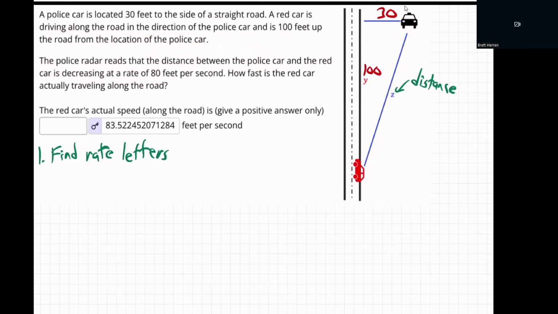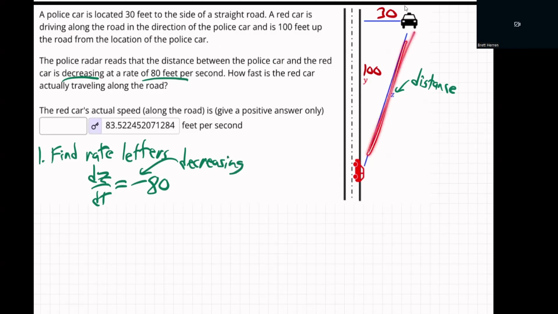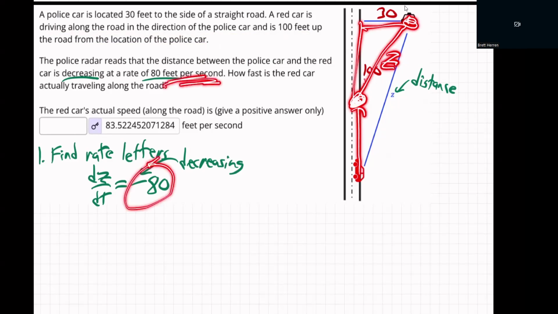And they're telling us that dz/dt, what they say, decreasing at 80 feet per second. So that's negative 80 because it's decreasing, right? That distance z, as the car goes down here, z is wherever the car's at. Say the car, once it gets to here, then the triangle will be like this, and this will be z. Z's got smaller. See that? Z is the distance from the red car to the police car. And that Z is getting smaller. It's going down by 80 feet every second.